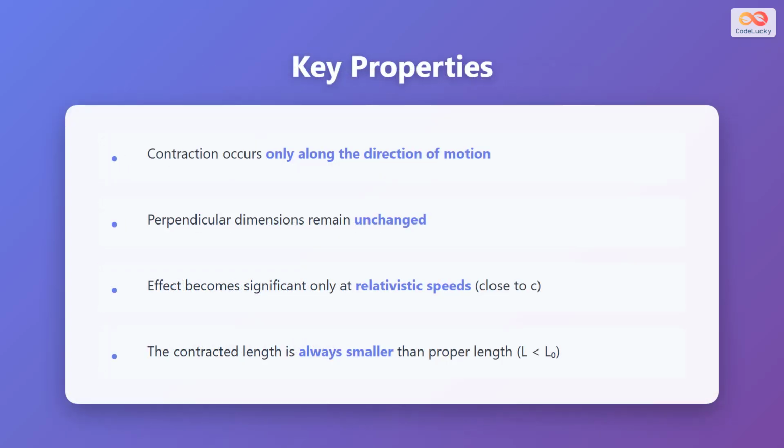Length contraction has several important properties that help us understand how it works. First, the contraction occurs only along the direction of motion. Dimensions perpendicular to the motion remain unchanged. Second, the effect becomes significant only at relativistic speeds, meaning speeds that are a substantial fraction of the speed of light. At everyday speeds, the contraction is so small that it's completely unnoticeable. Finally, the contracted length is always smaller than the proper length. In other words, L is always less than L sub 0.